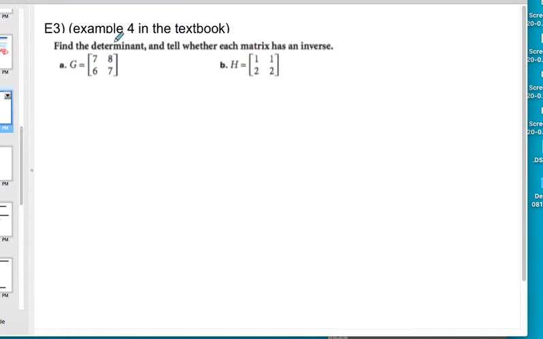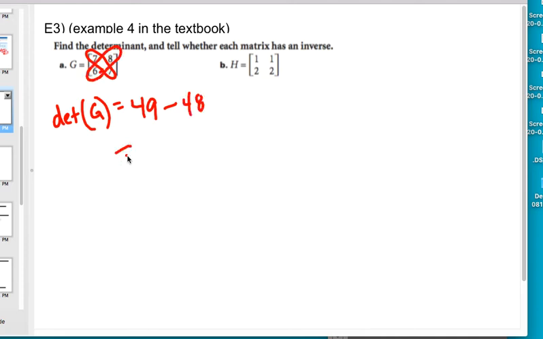This is actually example 4 in your textbook, but we're going to find the determinant of each matrix and tell whether it has an inverse. That's all we're going to do. We're not actually going to find the inverse yet. So the determinant of G is AD, so 49, minus BC, which would be 48. So the determinant is 1. Yes, it has an inverse.